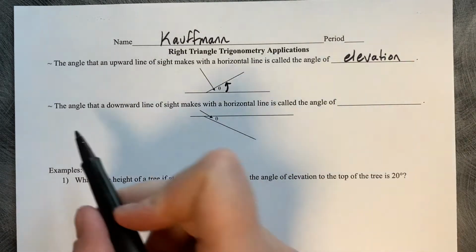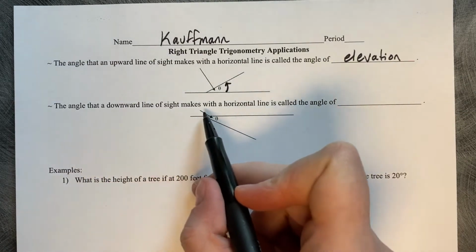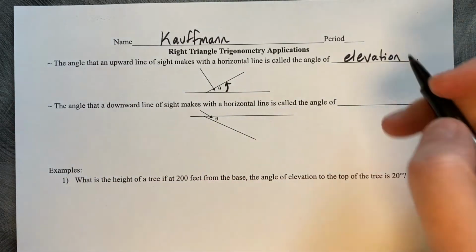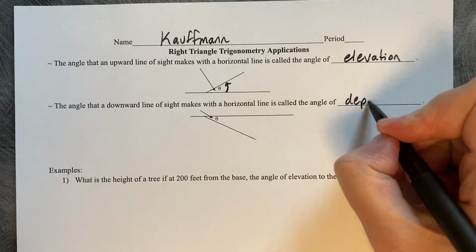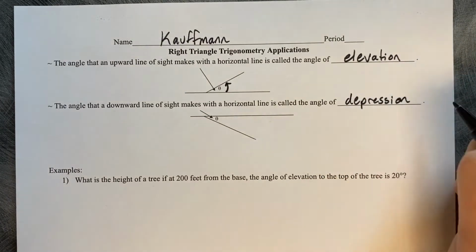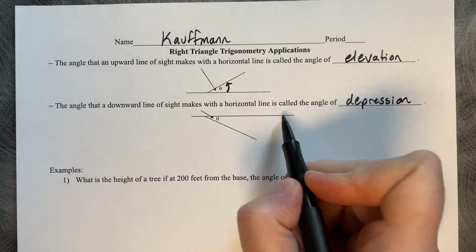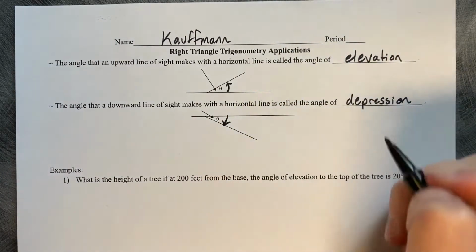You can also go the other direction. The angle that a downward line of sight makes with a horizontal is called the angle of depression. So here is a horizontal, and we would be going downward.